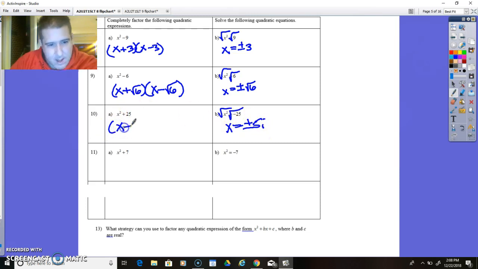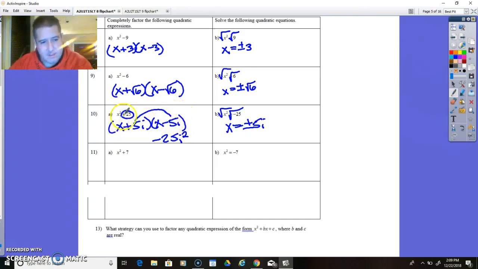So there's your number. So you got x plus 5i times x minus 5i. Now, one has to be plus and one has to be minus in order for the outers and inners to cancel each other out. But the fact that this is plus 25, that's what caused it to be 5i. Because when you do last, 5 times negative 5i is negative 25i squared. And the i squared turns this last term into positive 25.